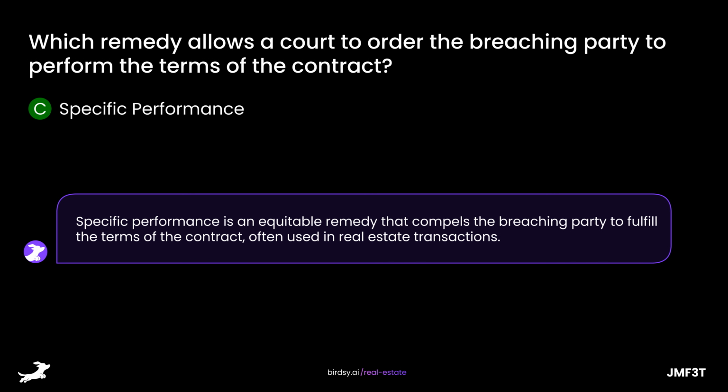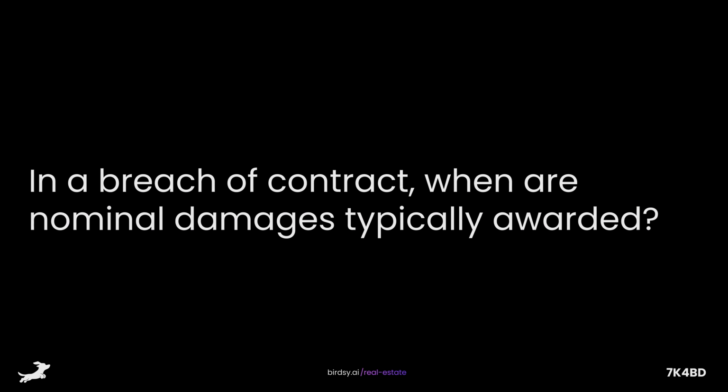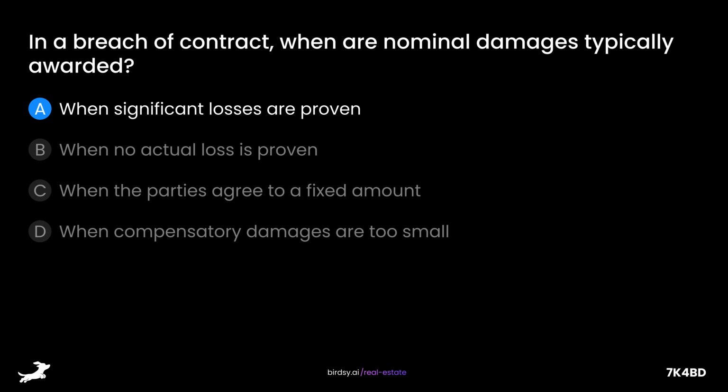Specific performance is an equitable remedy that compels the breaching party to fulfill the terms of the contract, often used in real estate transactions. In a breach of contract, when are nominal damages typically awarded? Is it A, when significant losses are proven, B, when no actual loss is proven, C, when the parties agree to a fixed amount, or D, when compensatory damages are too small? The answer is B, when no actual loss is proven.